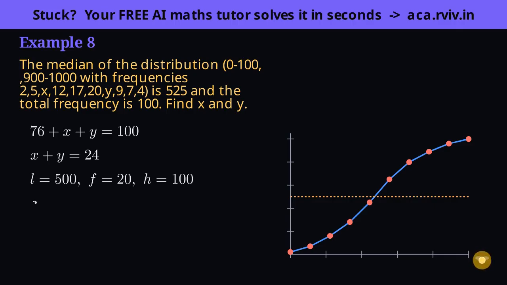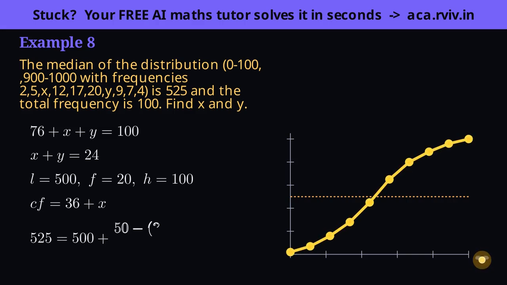Now the cumulative frequency just before the median class. Adding the frequencies up to that point leaves an x still in the pile, so Cf is 36 plus x. That unknown is what will carry the information the median gives us. Feed everything into the median formula, but this time we know the median and don't know the frequency, so it becomes an equation in x. N over 2 is 50. Cf is 36 plus x.